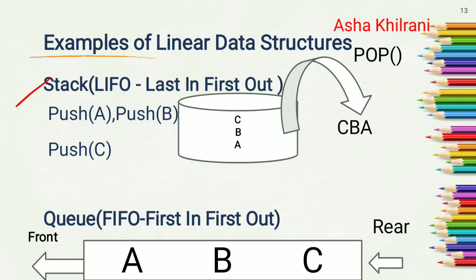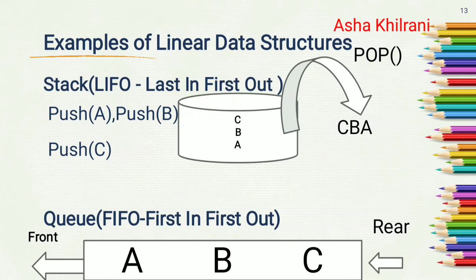The next example of linear data structures is the stack. Stack follows the LIFO mechanism. LIFO means last in first out. L is for last, I is for in, F is for first, and O is for out. In this data structure we perform two operations, push and pop. If I write push A, that means we are inserting element A into the stack, then we are inserting element B, then element C.